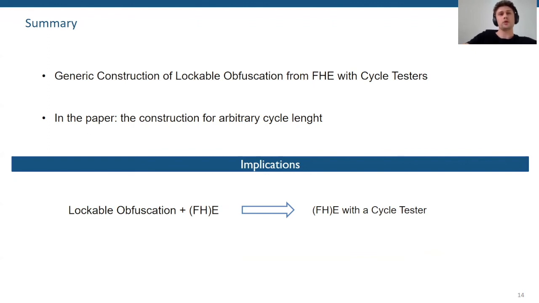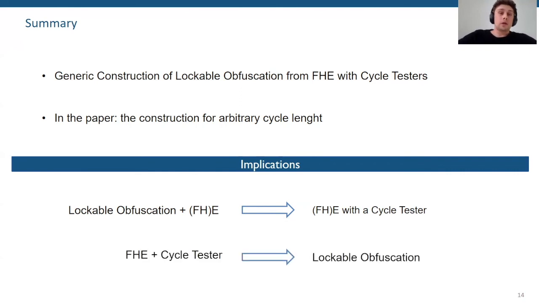As an end note, previous literature showed that, given lockable obfuscation and an encryption scheme, we can turn it into an encryption scheme with a cycle tester. This was one of the applications of lockable obfuscation. This encryption scheme may in particular be a fully homomorphic encryption scheme. Now, in this work, what I showed is that given a fully homomorphic encryption scheme equipped with a cycle tester, we get lockable obfuscation, which completes the cycle.